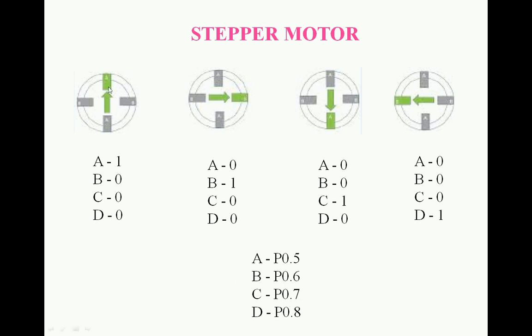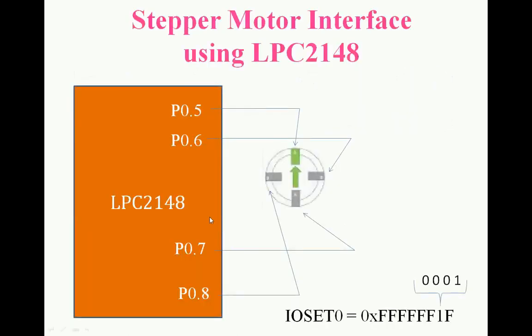So we'll see here how to interface this. This is the LPC2148 processor board, right? The port 0 fifth pin is connected to the A winding, port 0 sixth pin is connected to the B winding, port 0 seventh pin is connected to the C winding, and port 0 eighth pin is connected to the D winding, right?